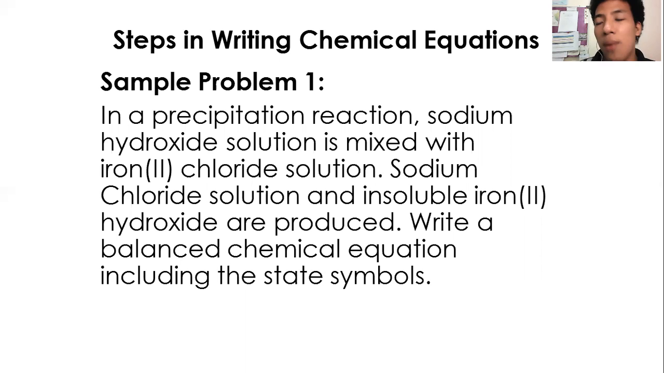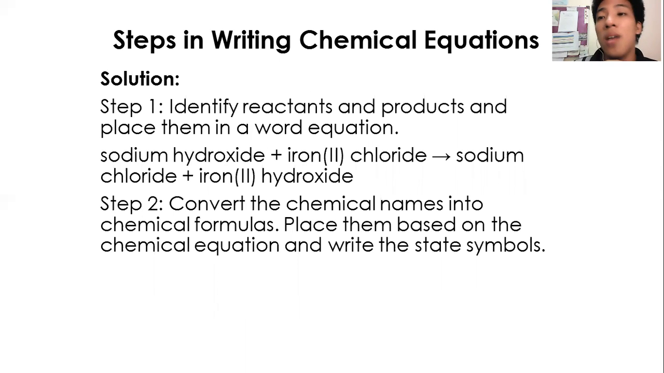So we need to identify first their formulas so that we can write the chemical equation. And then remember, the state of matter of sodium hydroxide solution is aqueous, so it's AQ. With iron(II) chloride solution, it's AQ again. For the sodium chloride solution, it's AQ again, an aqueous solution. Then for insoluble iron(II) hydroxide, the keyword is insoluble, so this is actually a solid. This is how you're going to solve the problem part by part.